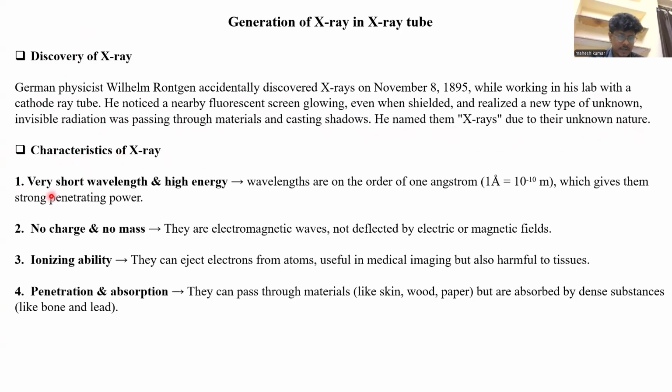Characteristics of X-ray. X-rays have very short wavelength, have no charge and no mass, have ionizing ability, and have absorption and penetration power. They can pass through materials like skin, wood, paper, but are absorbed by dense substances like bone and lead.